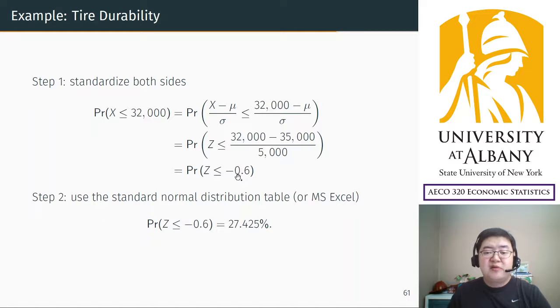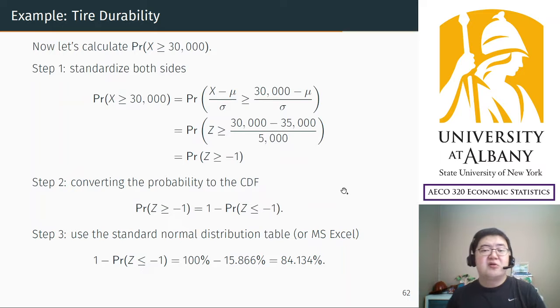Then now plug this into Excel or the CDF of the standard normal distribution. So the probability that a standard normal distribution is smaller than minus 0.6 equals 27.425% according to Excel. So this step requires a table or program or a calculator. Okay, so it's easy. Using the clever idea, we may calculate any normal distribution using the standard normal distribution.